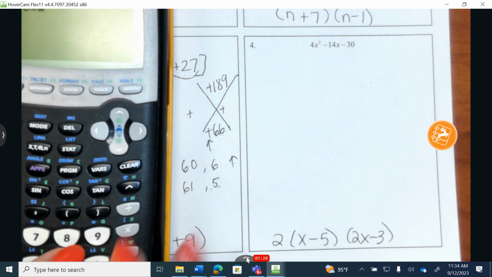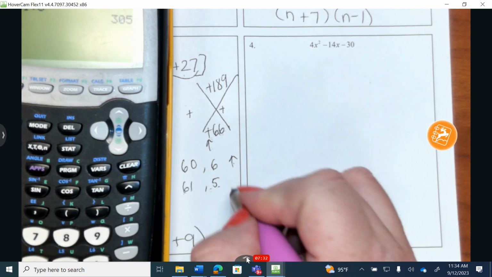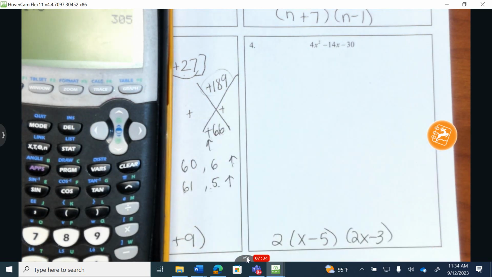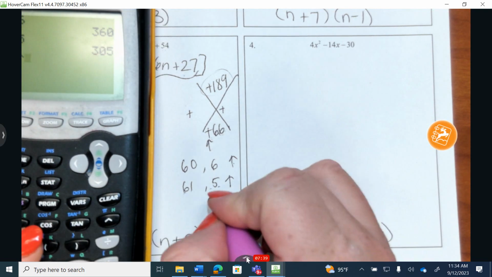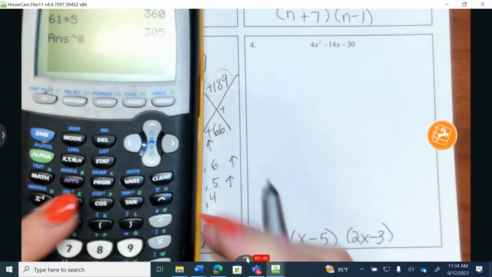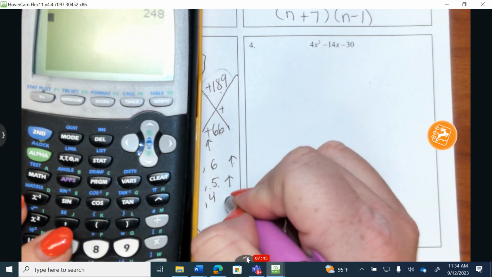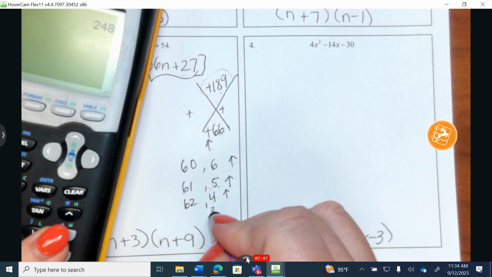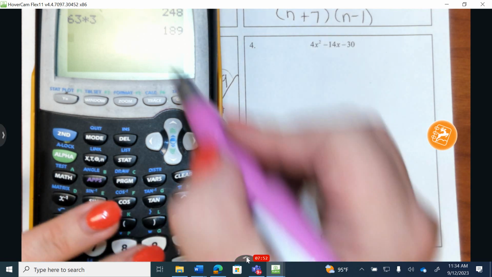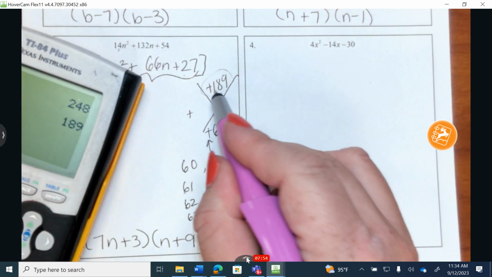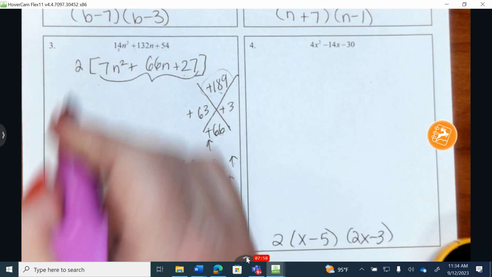Let's try 61 times 5 is 305. Still too high. I'm looking for 189. Okay, so let's try 4 and 62. 4 times 62. Okay, I'm getting closer, but still too high. Let's try 3 and 63. 63 times 3, that's my combination. That's what I'm trying to hit. So I have 63 and 3.